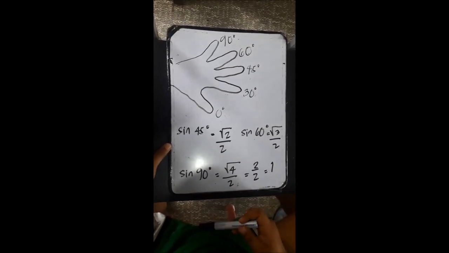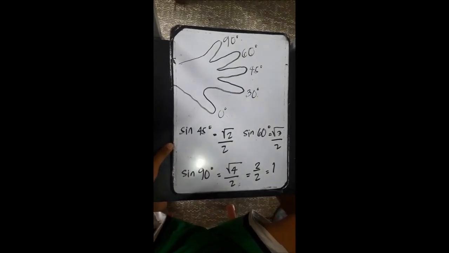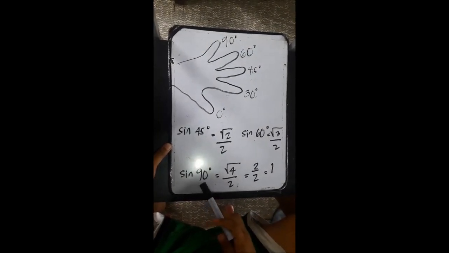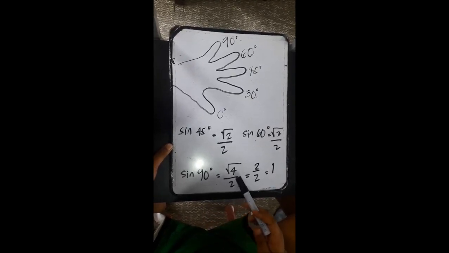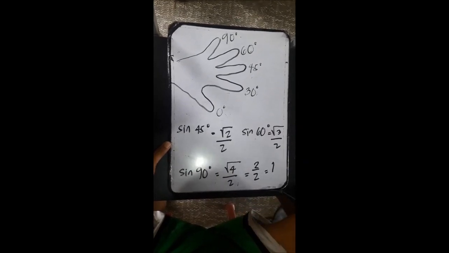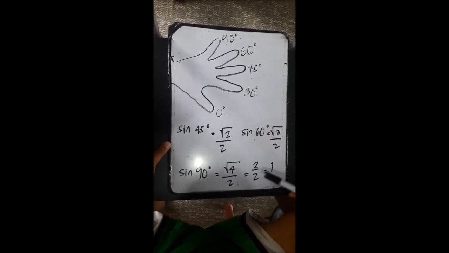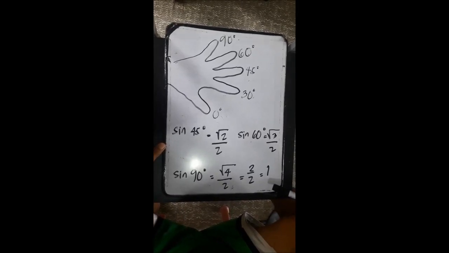Now finally for our little finger, there are 4 fingers below it, so we have sine of 90 degrees. We have square root of 4 since there are 4 fingers, and that's again over 2. Simplifying square root of 4, we get 2. 2 over 2 is equal to 1.